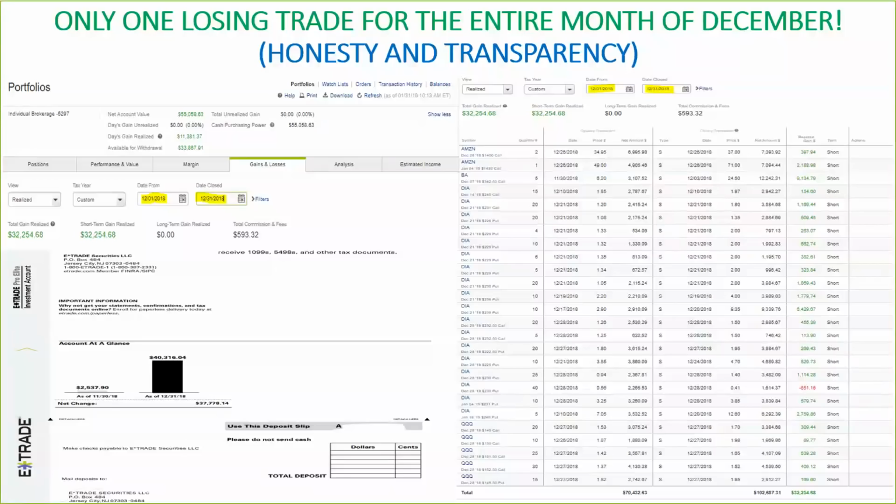That is incredible. As you can see, for the entire month of December, from December 1st to December 31st, over $32,000 in profits, and we only had one single losing trade. You guys could count these. You guys could calculate the returns here as well.